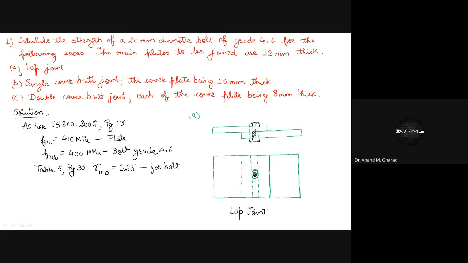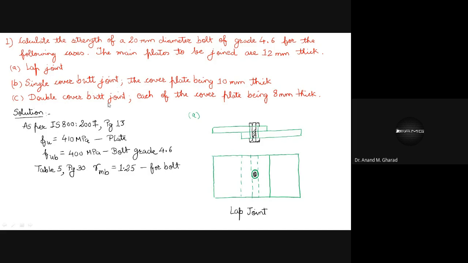So let us see what are the different connections which are mentioned. First is the lap joint. Second is the single cover butt joint, and the cover plate over here is 10 thick.